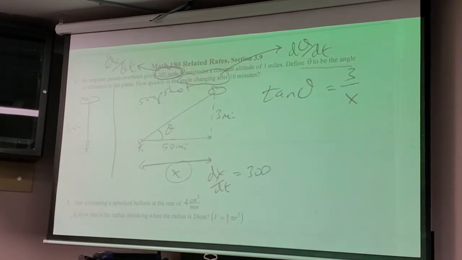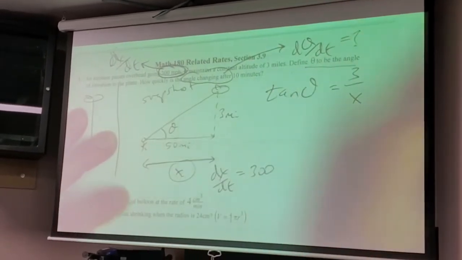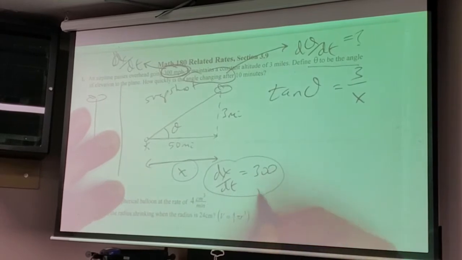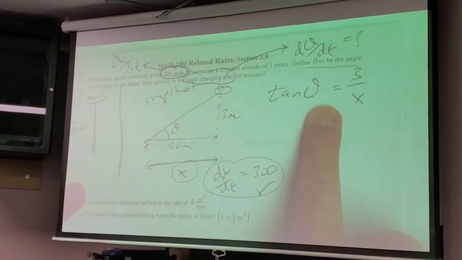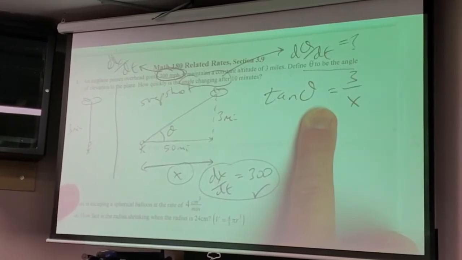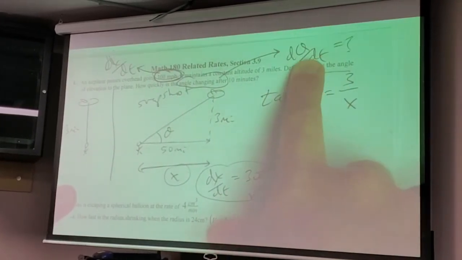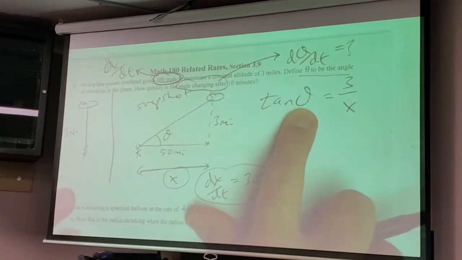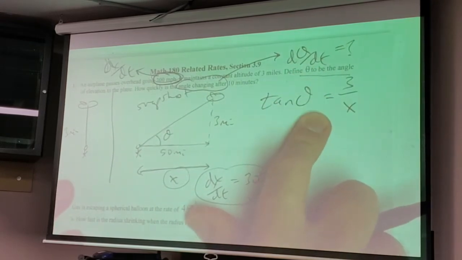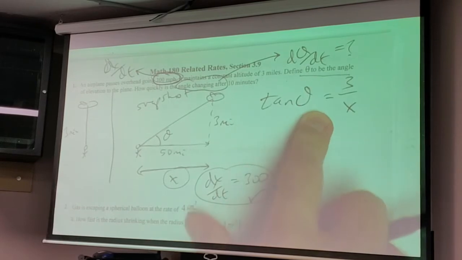Did it have to be x? No. Did it have to be theta? No. So it wants me to figure this out, but I know what this is. So what am I going to do with this? To get something that's involving what I know and what I want to know. What do I do to this? Take the derivative.